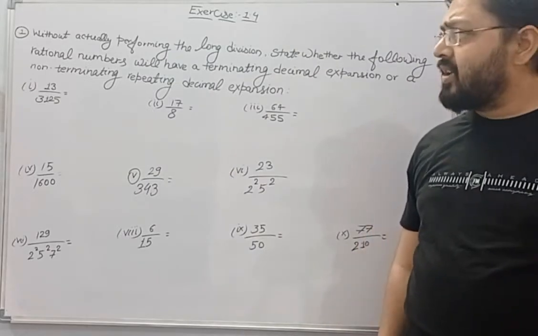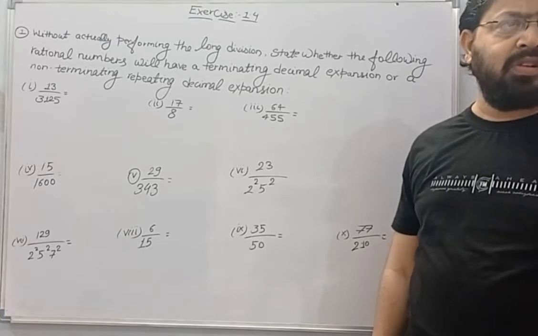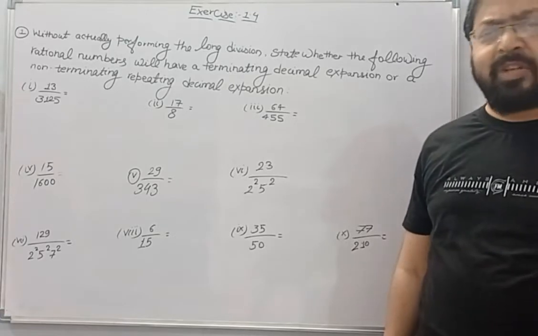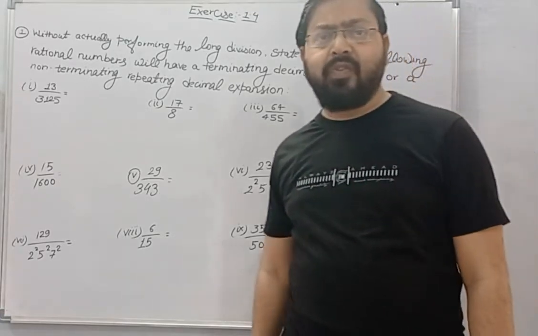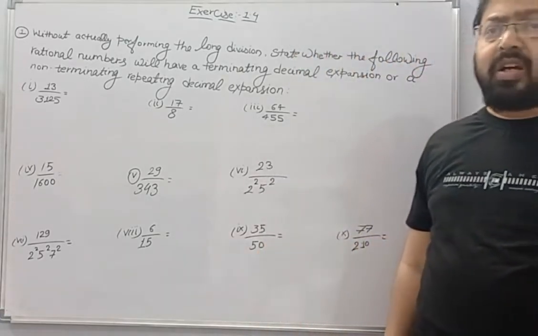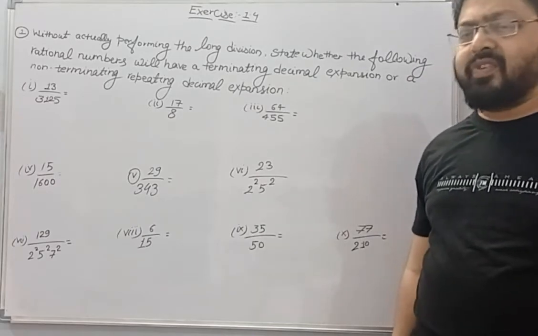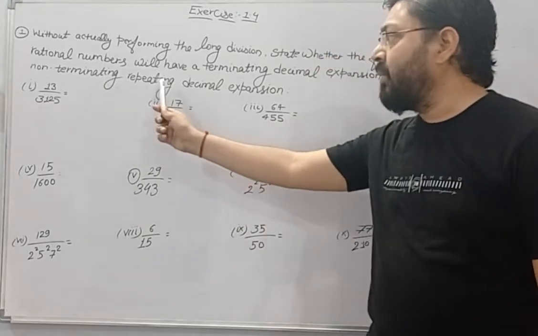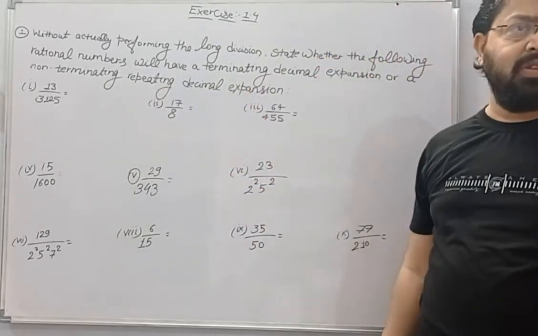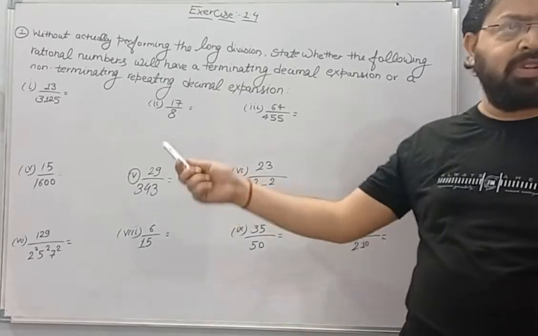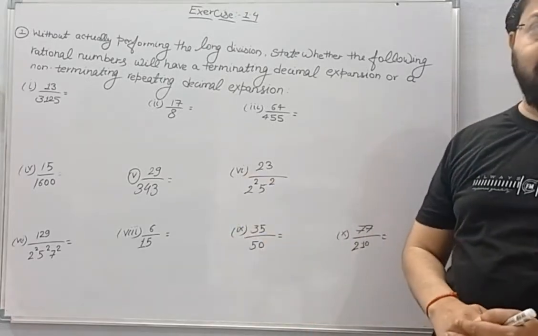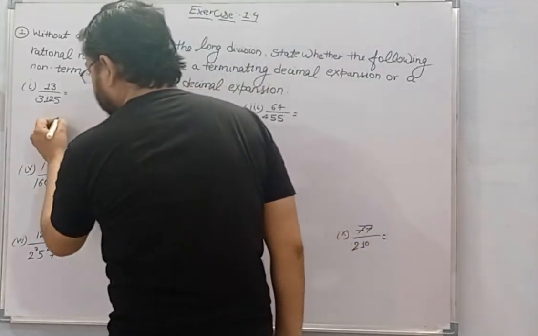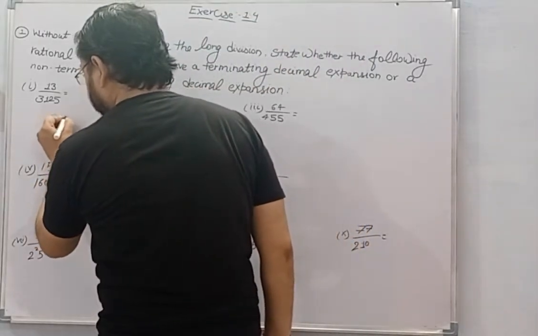If it contains only 2 and 5, or 2 or 5, then it will show terminating decimal expansion. But if it contains other prime numbers like 3 or 7 or 11, then it will show non-terminating but repeating decimal expansion. Now I am applying this concept and will show you how to solve the questions. For this, I am solving 3 upon 125.